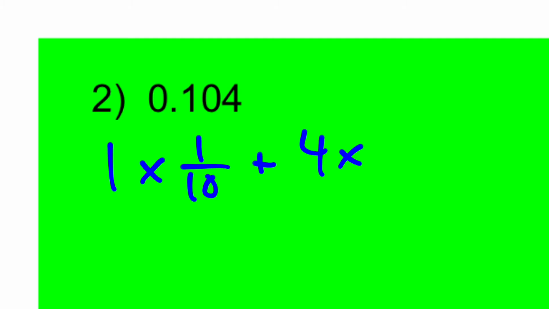Let's look at another one. Sometimes we don't have a value in every place value. So in this one, we only have a number in the tenths and the thousandths. So to expand this one, we would do 1 times 1 over 10 plus 4 times, this one is in the thousandths, 1 over 1,000. And there's your number in expanded form.